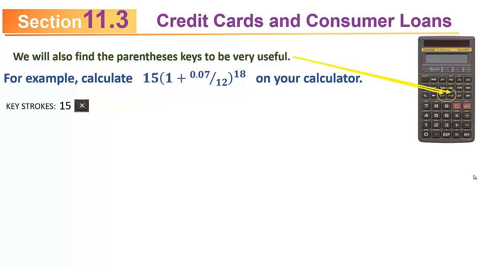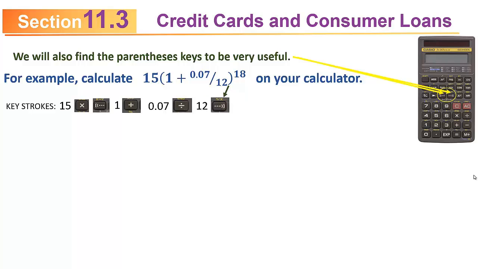Then you enter the left paren. Again, it's on the row above the clear and all clear buttons, right in the middle of that row. Then you enter a 1, then you enter a plus, then you enter 0.07. The slash is a division, so you press the division symbol. Then you enter 12, then you enter the right paren.